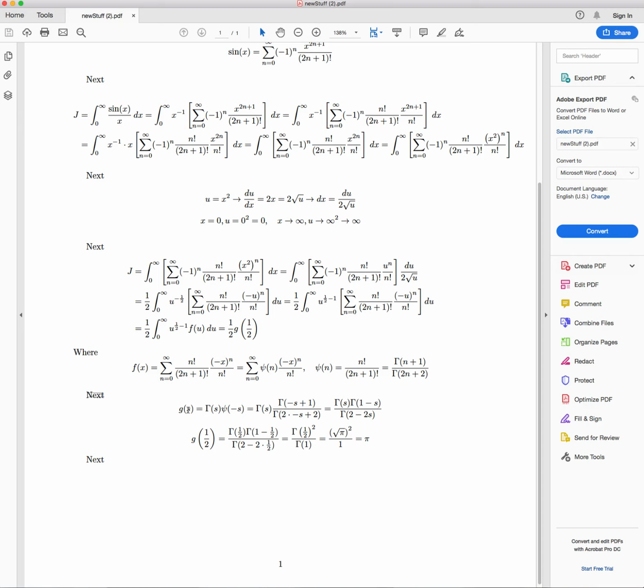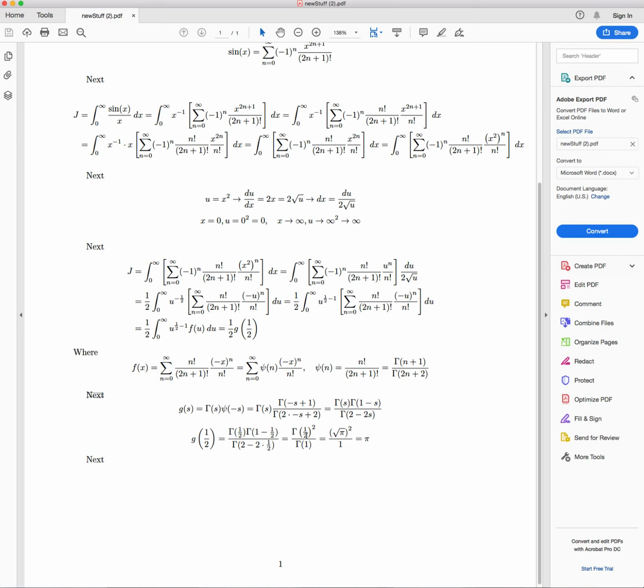So now we've got our g of s, and in order to resolve this integral, we just need to evaluate it at 1/2, and then remember that we just need to multiply it by 1/2 out the front in order to solve the integral. So g of 1/2 in this case, again, all I'm doing is replacing s with 1/2, is gamma of 1/2, gamma of 1 minus 1/2 over gamma of 2 minus 2 times 1/2. So I've got gamma of 1/2 here, gamma of 1/2, which is just gamma of 1/2 squared, divided by 2 minus 1, which is just gamma of 1.